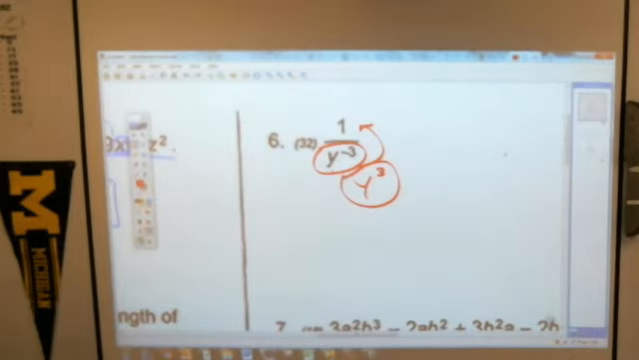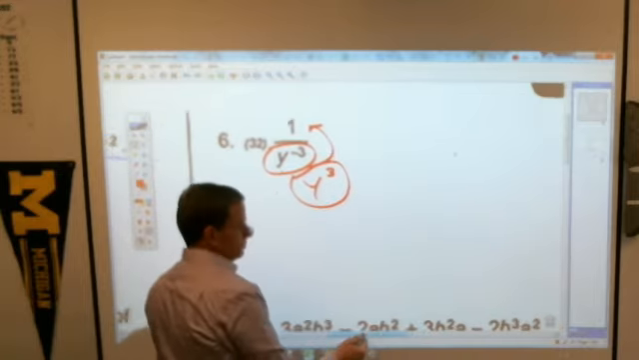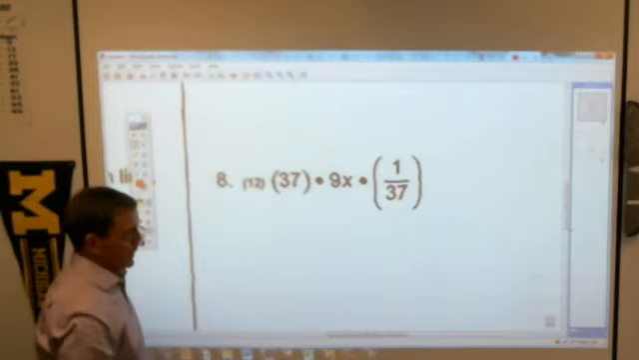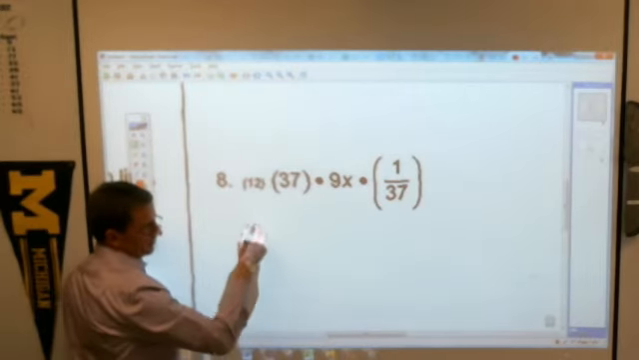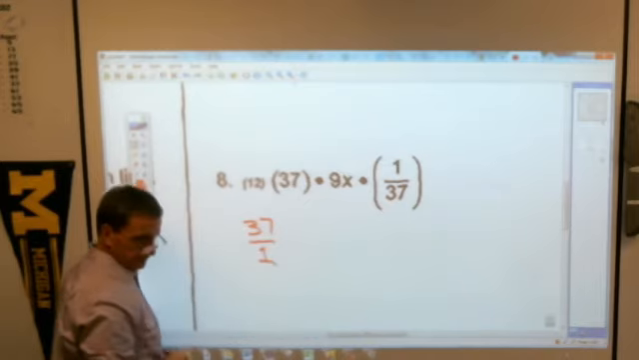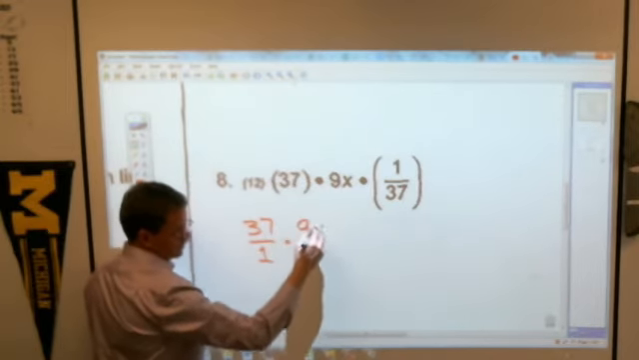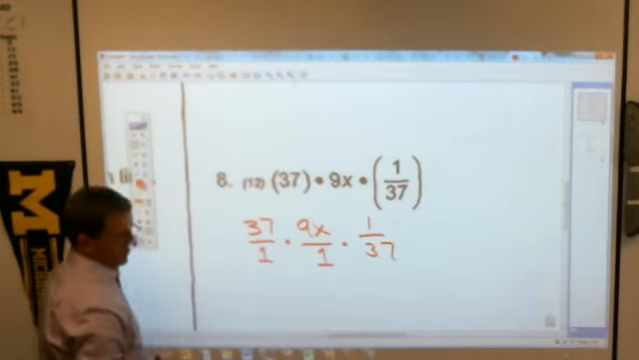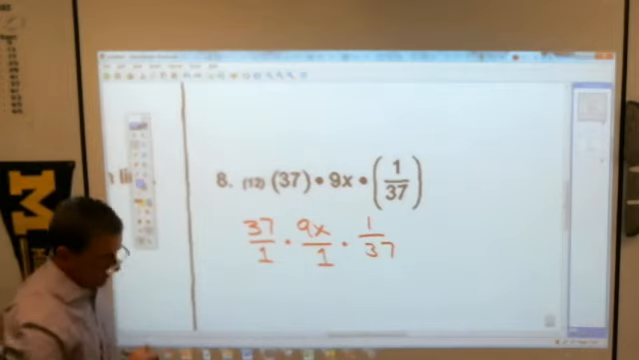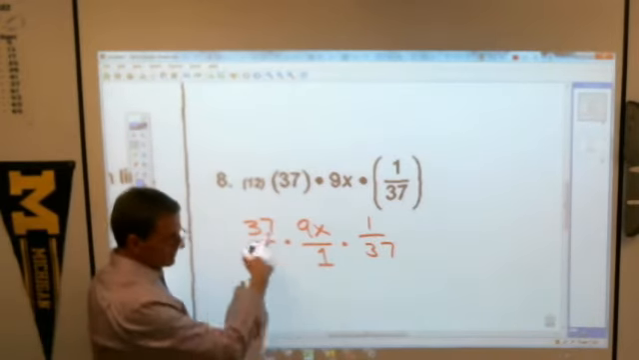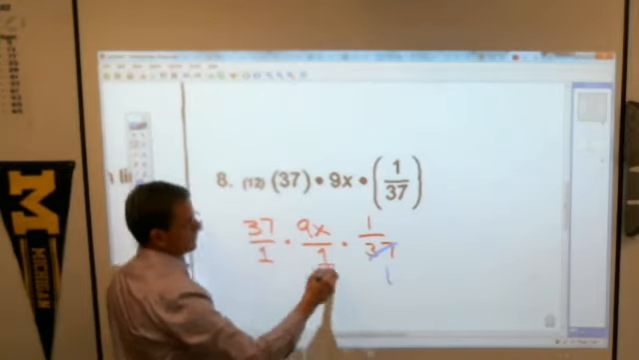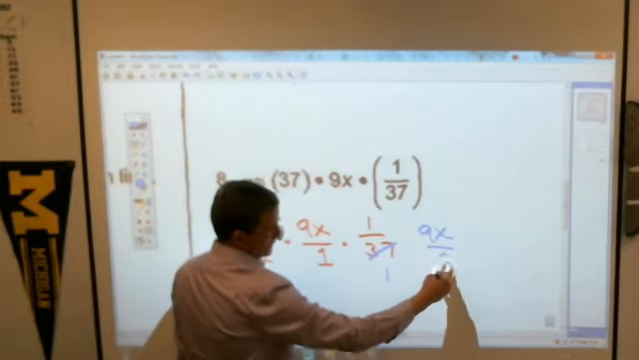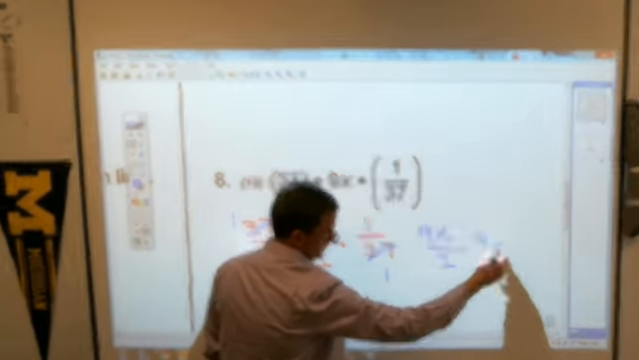Okay. Alton Boyne, you get 8. If I were doing 8, the first thing I would do is make them all fractions. So this would be 37 over 1. This would be 9x over 1. And this already is a fraction, so I'd leave it 1 over 37. Then I would cross cancel. What can cross cancel, Kurt? Both the same thing. So this becomes a 1, this becomes a 1. There's nothing left but 9x on top. And a bunch of 1s on the bottom, but we don't have to write the 1s because it's just 9x.